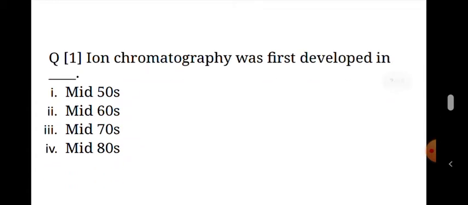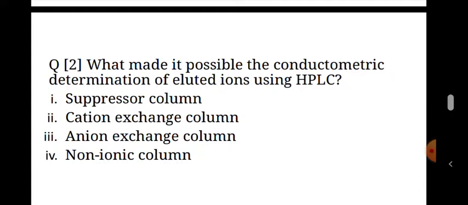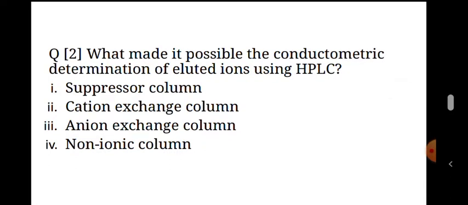The first question: ion chromatography was first developed in the mid 50s, mid 60s, mid 70s, or mid 80s? It was developed in the mid 70s. What made it possible? The conductometric determination of the eluted ions using HPLC. Suppressor columns, cation exchange columns, anion exchange column, or non-ionic columns? It is due to the suppressor column that the conductometric determination of eluted ions was possible.